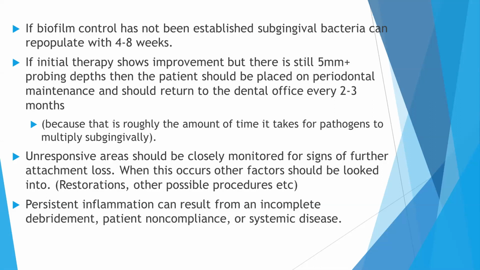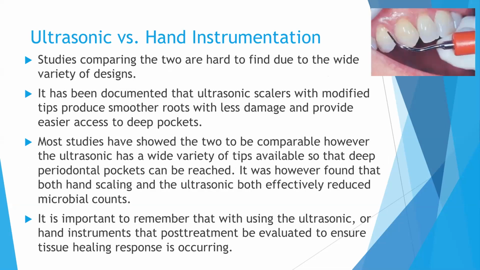So if the initial therapy shows improvement, but there's still 5+ millimeters, then the patient should be placed on a periodontal maintenance program and should really be returned to the dental office every 2 to 3 months, because that's about the time that it takes for those pathogens to multiply subgingivally and to start creating damage. We want to stay ahead of the damage. So unresponsive sites should be closely monitored for signs of clinical attachment loss, and then you need to be more of an investigator. If persistent inflammation is taking place, it's usually from incomplete debridement or patient noncompliance or systemic disease, but it requires further investigation.